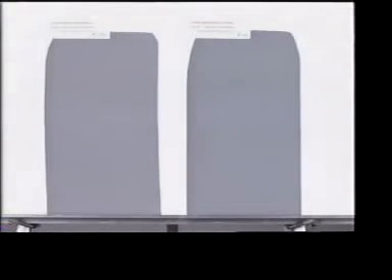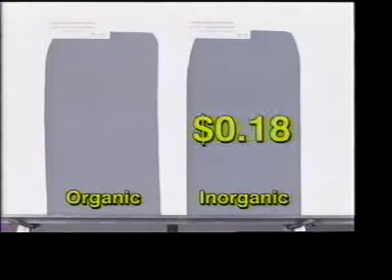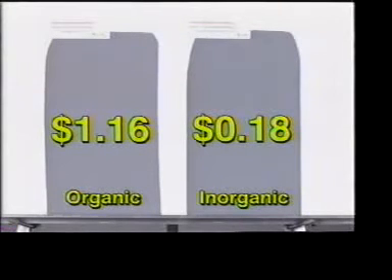Here are two very similar samples of gray. One is formulated with organic red and green. The other made by mixing the inorganic colorants of black and white. It's hard to tell them apart, isn't it? The bookkeeper can tell the difference, though. The inorganic colorant in this quart of paint cost 18 cents to formulate, compared to $1.16 for the organic colorant.